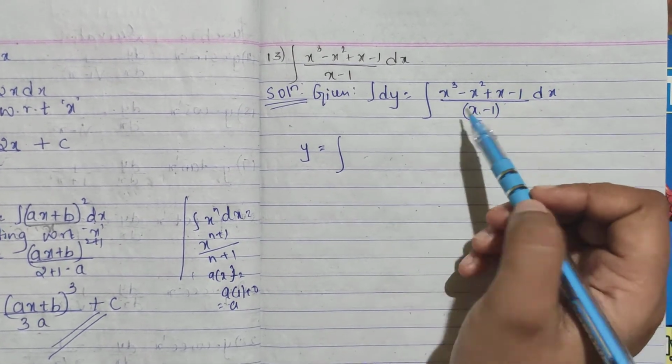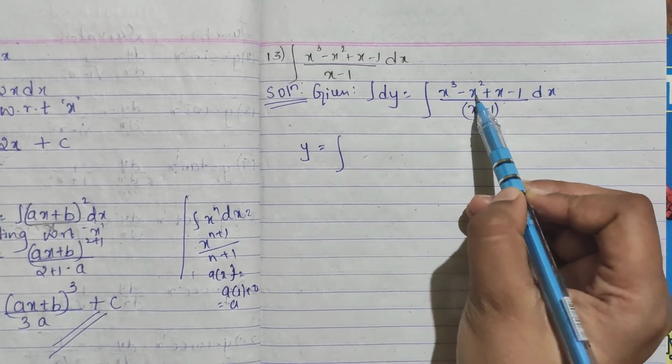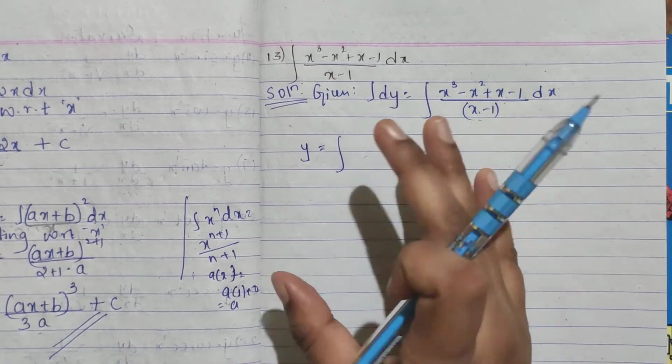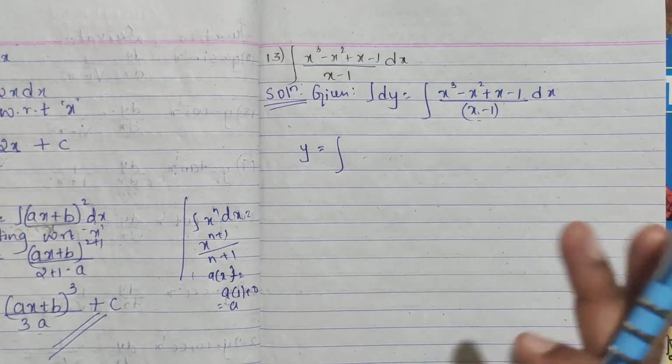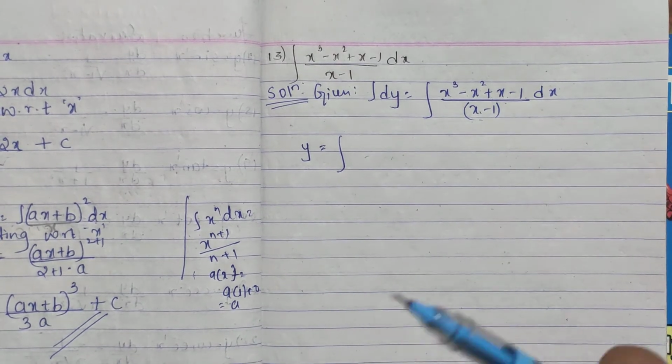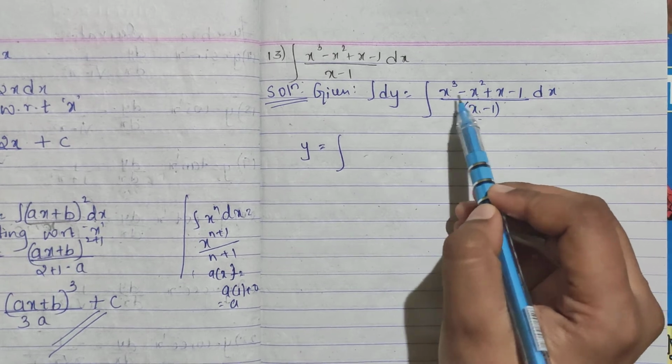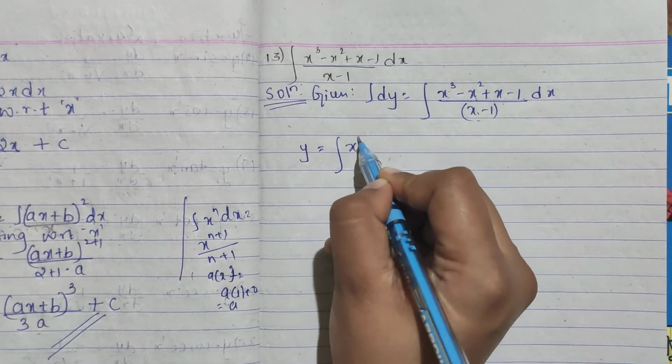Or else here you see x cube minus x square plus x minus 1 divided by x minus 1 it is. Just try to see the question, how you can simplify. First of all, don't take it in a pressurized way. Now here x cube is there, x square is there. So in both of these I can take something common, right? I can take x square only as common.